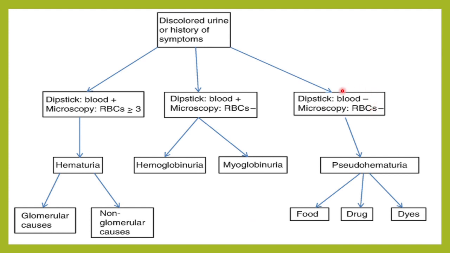Sometimes what happens is the dipstick will give you blood negative, and microscopy also will give you RBCs negative. That means the urine is just reddish in color, but the dipstick is also showing negative, and in the microscopy also there are no RBCs. So that is the case of pseudohematuria. As I told you, when you have something reddish like beet or certain drugs like rifampicin, certain dyes can give you that color. So these are the various causes and how we correlate with the urine microscopy.